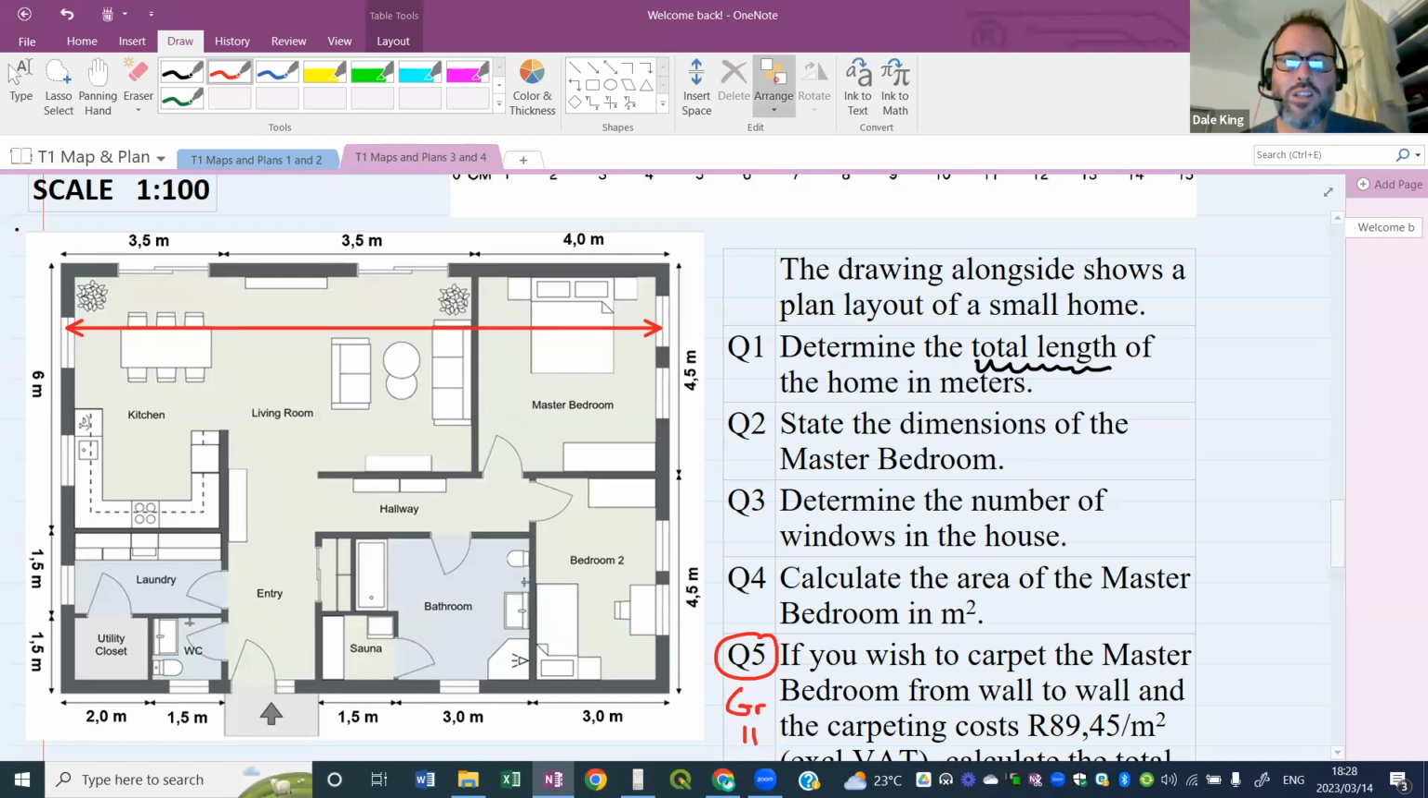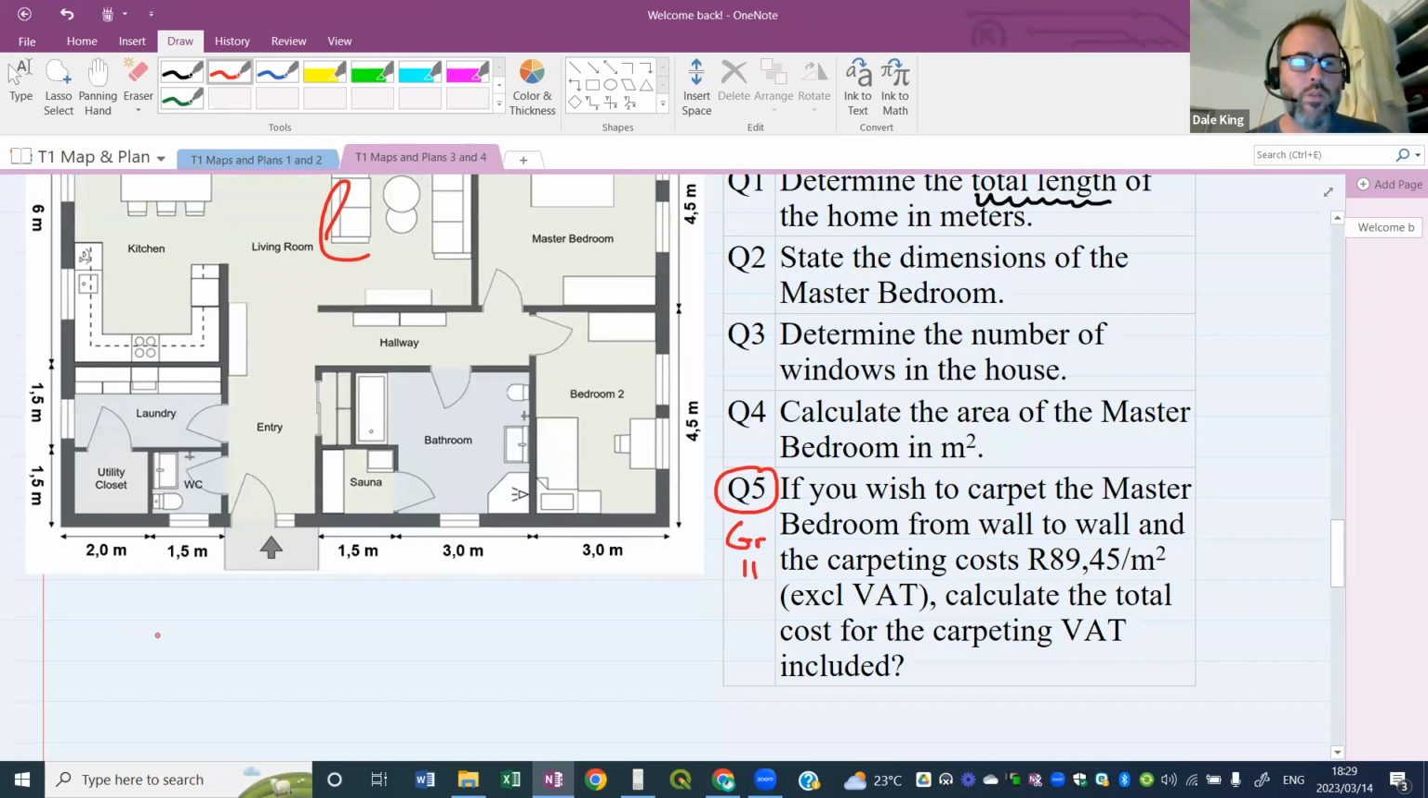Yes, the wording is confusing. Math literacy is all about, never mind the math, the math we can do, it's translation of the question. So this is the length that I was looking for, the length of the house, which means we've got to add up these three portions over here to get the length of the house. I'll write it down here for question 1.